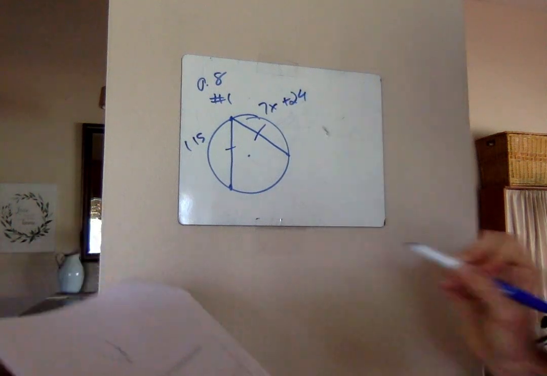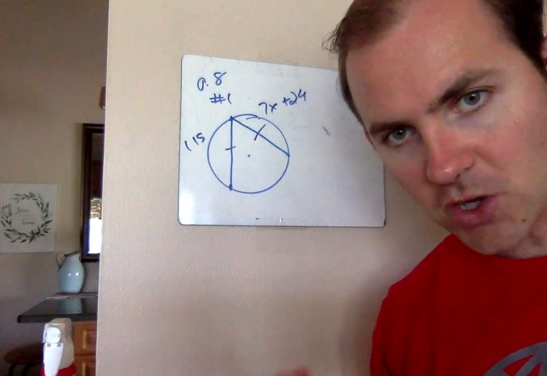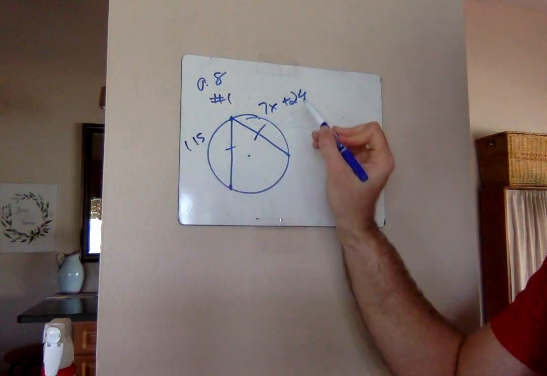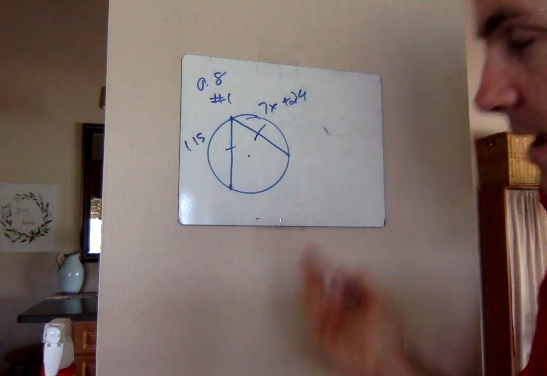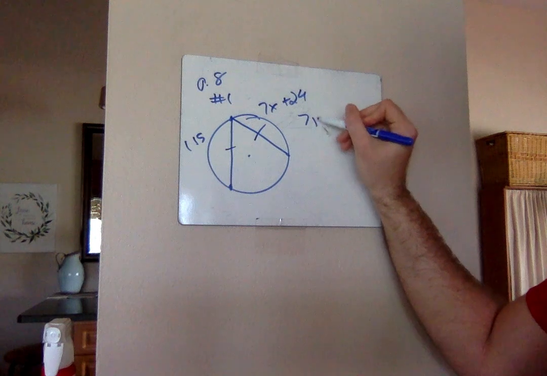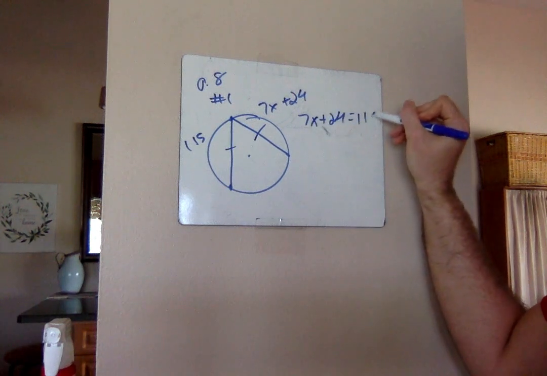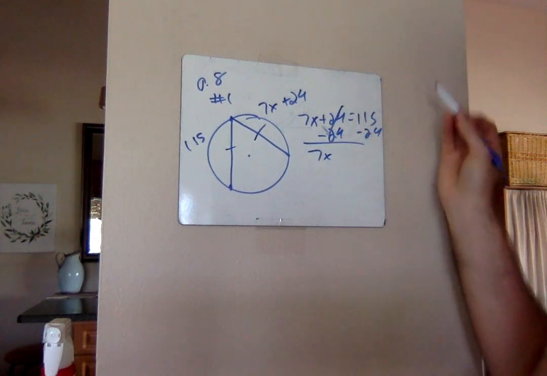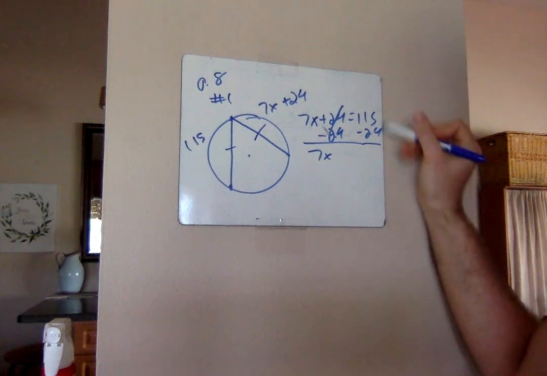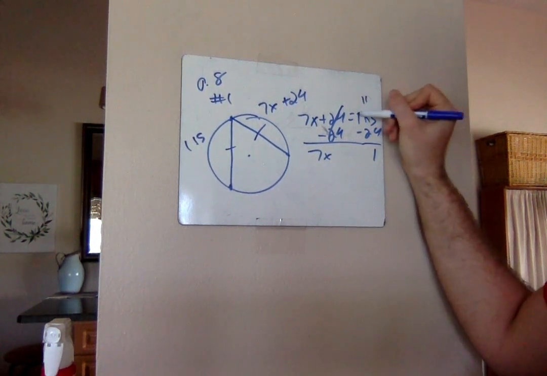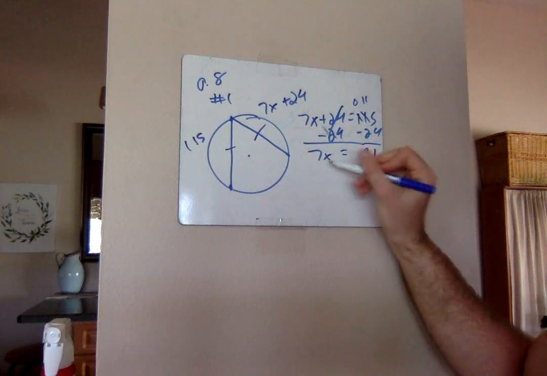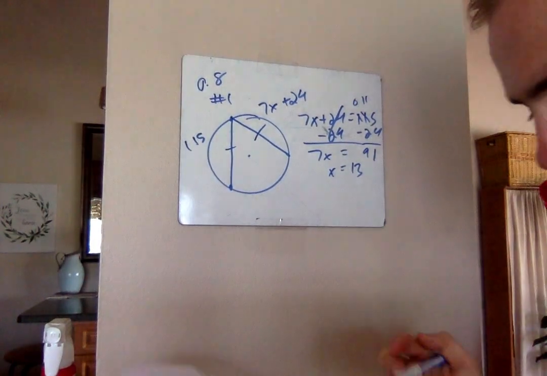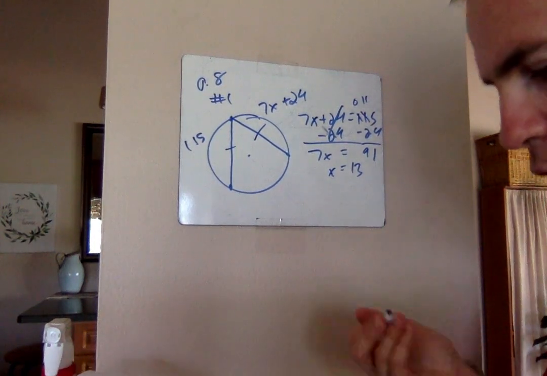Now, what do we know about congruent chords? What we know is that congruent chords intercept congruent arcs. So if these two chords are the same, so are these two arcs. If they're the same in algebra, what does that mean? We set them equal to each other. At this point, it becomes pretty much just a couple-step equation, right? So 5 minus 4 is 1, that turns into 11. So 7x equals 91. Divide both sides by 7. X equals 13. So that would be question number 1.